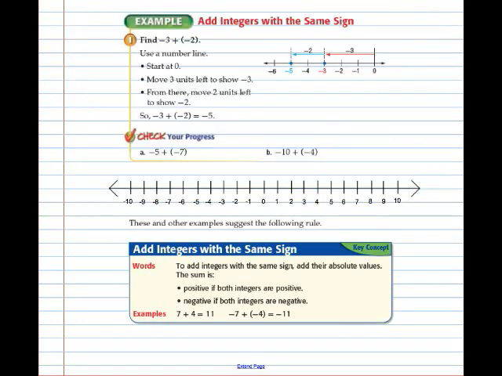Adding integers with the same sign. Find -3 plus -2 using a number line. Start at 0. Move 3 units to the left to represent -3. Then continue 2 more units to the left to represent -2. The result then is -5.